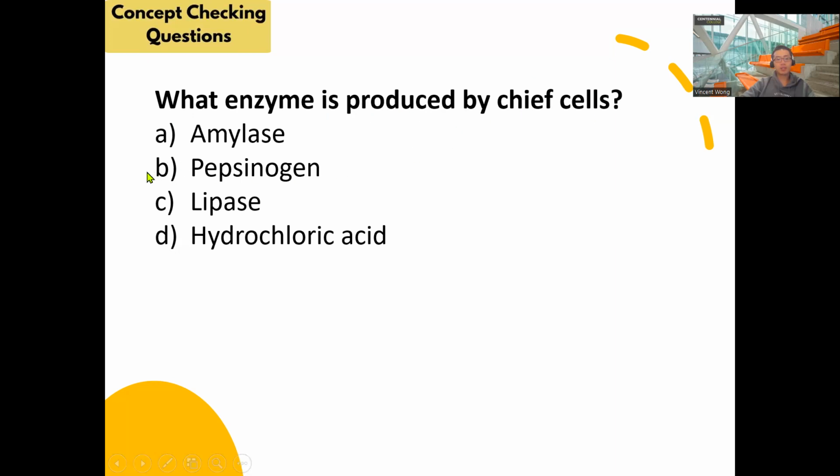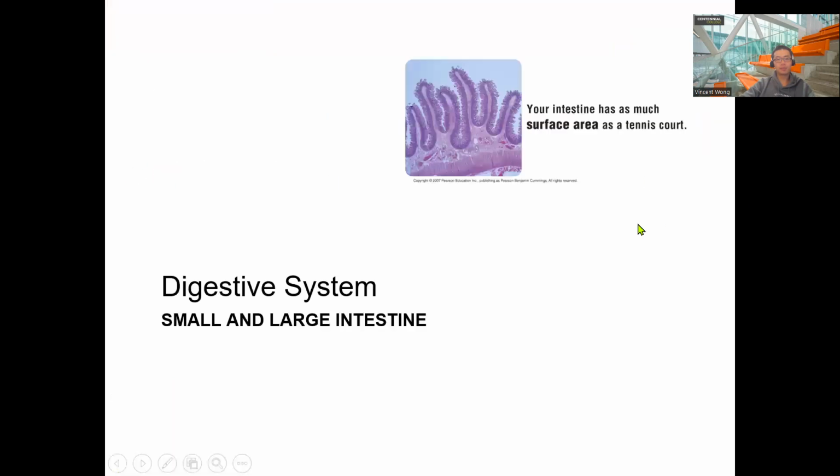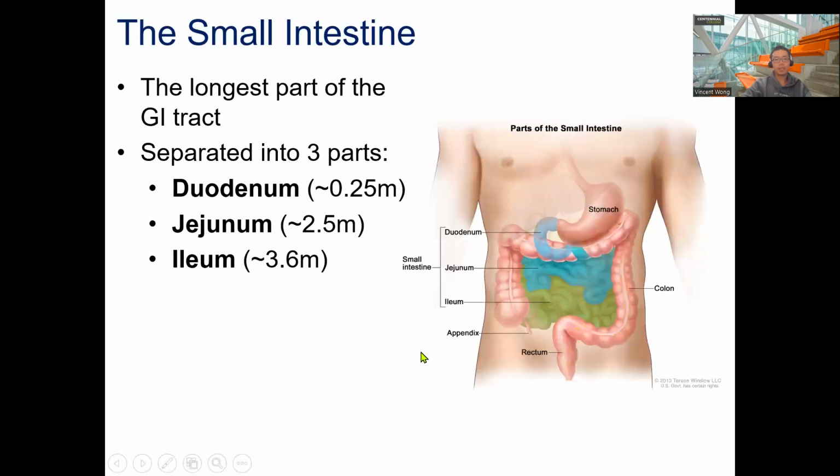I'm gonna just tell you this one. That will be the pepsinogen. So we're almost through our digestive system. We are now past the stomach, and we will go into the small and large intestine. Small first. Your small intestine is the longest part of your GI tract.